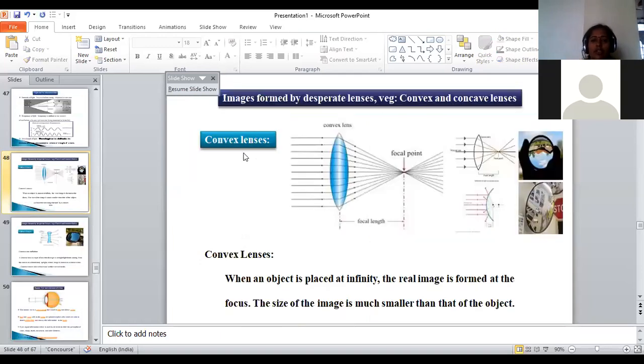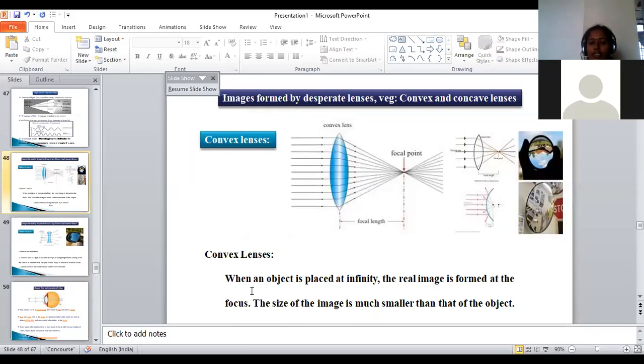The actual topic of today: one is the convex lens, the second is the concave lens. A convex lens has an arrangement like this, where a dome-type shape is present on both ends. That is called a convex lens.